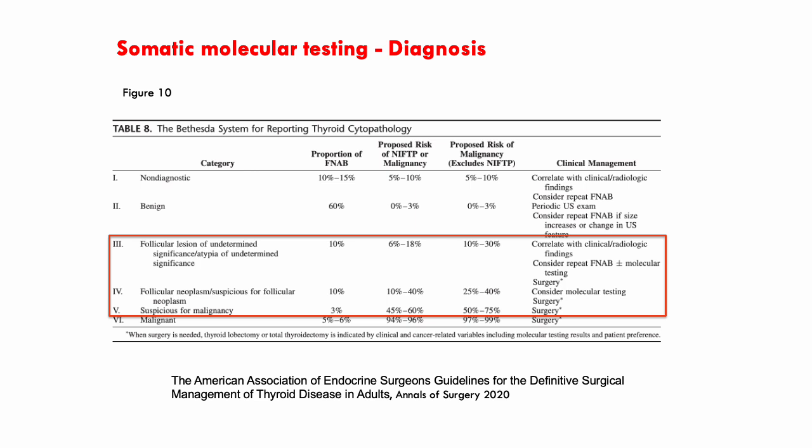Just moving on to somatic molecular testing. The main way it's used at the moment is diagnosis, especially for indeterminate or suspicious biopsies, so Bethesda 3 to 5. The testing has been available in the United States for the last 10 years and is now available in Australia. So it should form part of our discussions for patients presenting with these nodules.